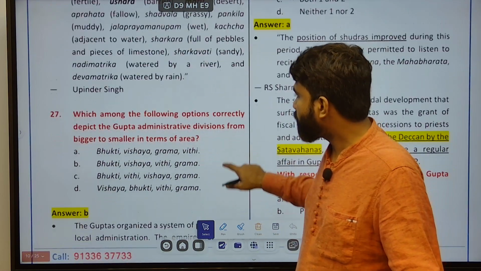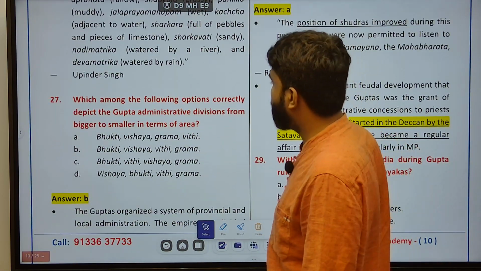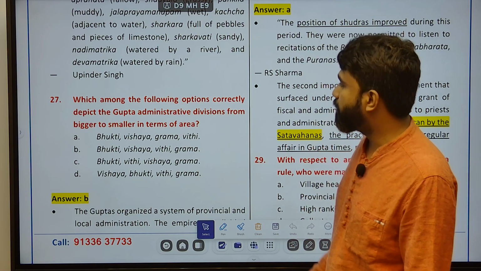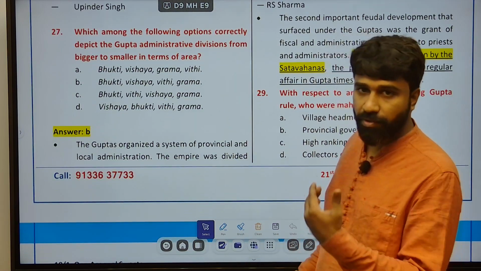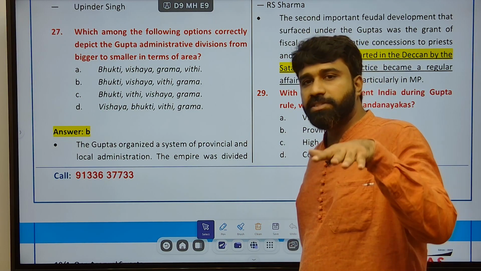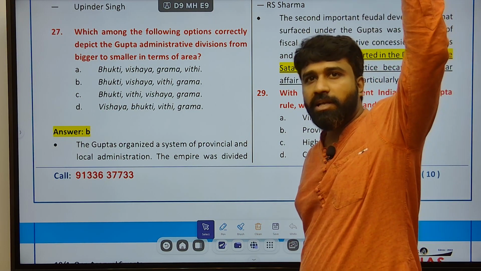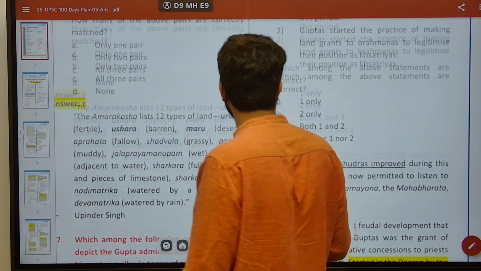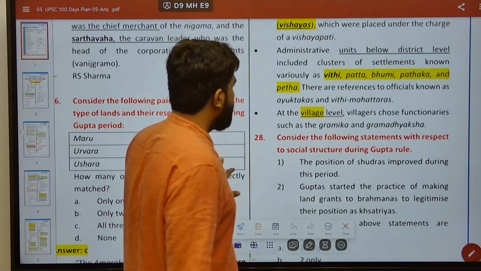Which among the following options correctly depicts the Gupta administrative divisions from bigger to smaller in terms of area? Already we have given you the chronology: Grama and Vitti, next Vishaya, then Bhukti, and finally the Emperor. This is the structure in ascending order.